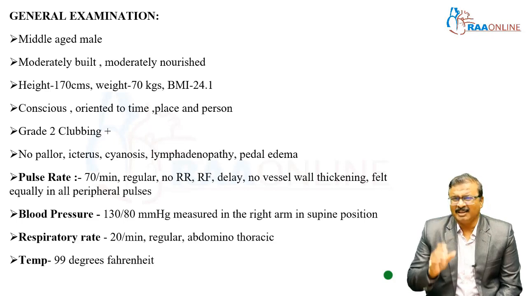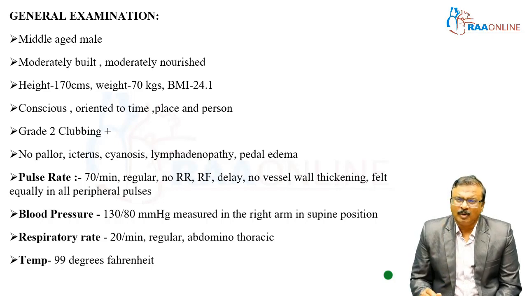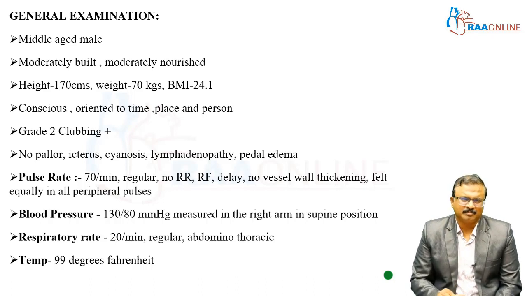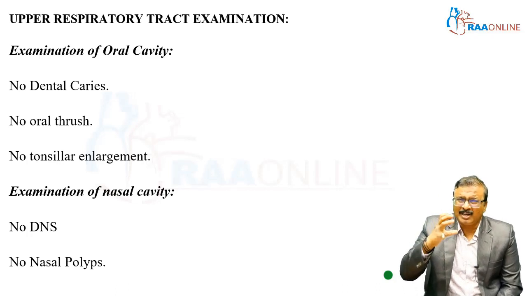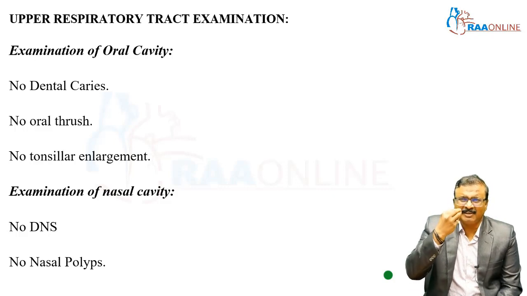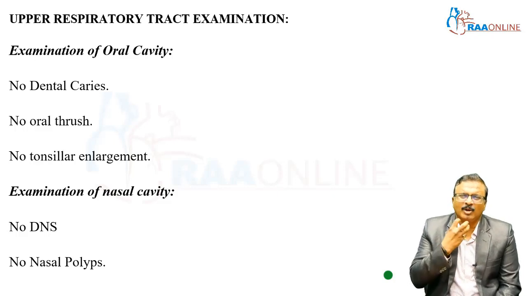This is a middle-aged male, moderately built, moderately nourished. General examination: clubbing grade 2, pulse rate is normal, blood pressure normal, respiratory rate is minimally elevated, temperature minimally elevated. The upper respiratory tract is very important in any respiratory disease. In the nasal cavity, look for ulcerations, polyps, or a deviated nasal septum; nothing special for this patient. In the oral cavity, no oral thrush or tonsillar enlargement.